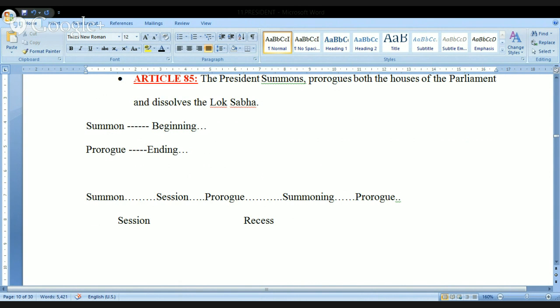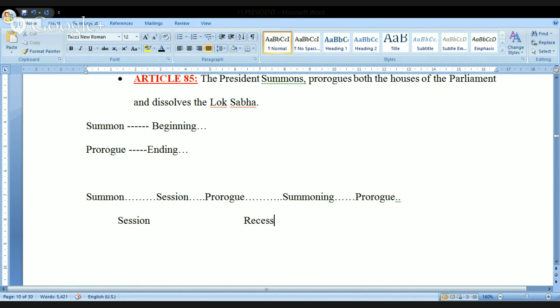Whenever I use the word recess, it is the rest period. During the recess, the parliament does not function. The members don't go to the parliament, and they don't meet in the parliament. No discussions will be held, no bills will be introduced, no voting, no proceedings, nothing will happen. Whatever you see in the parliament happens only during the session and not during the recess. Hopefully, I'm clear.